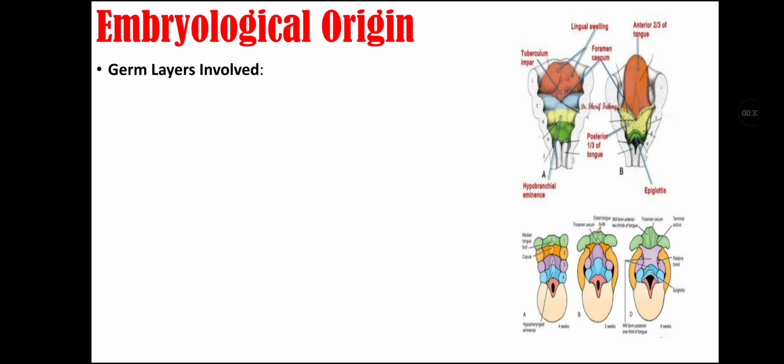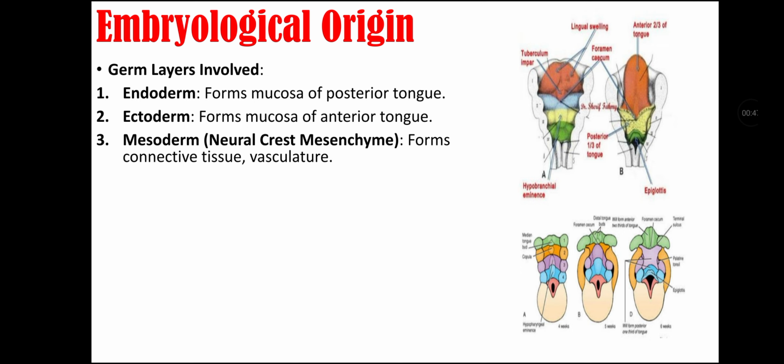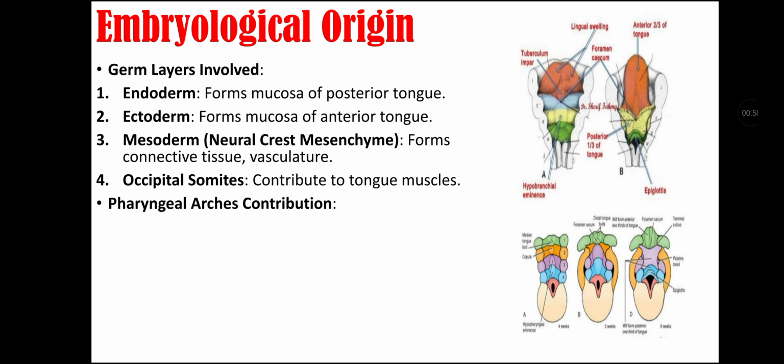Embryological origin of tongue. It includes germ layers involved that include endoderm that forms the mucosa of posterior tongue. The second germ layer that contributes is ectoderm that forms mucosa of anterior tongue. Then there is mesoderm that is neural crest mesenchyme and it forms connective tissue and vasculature of tongue. And then there are occipital somites that contribute to the tongue muscles.